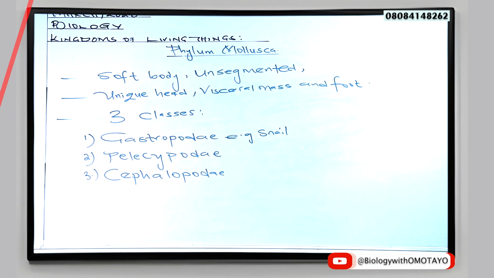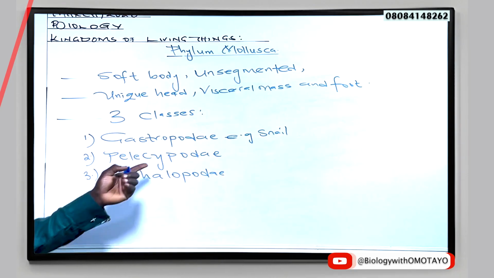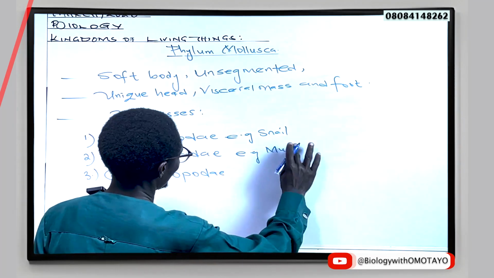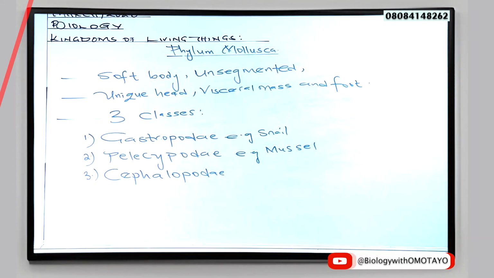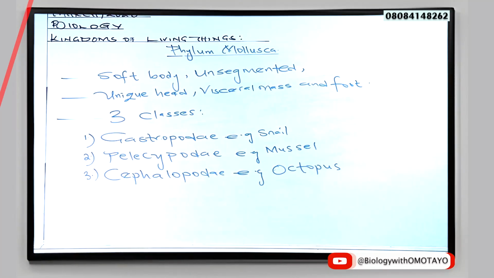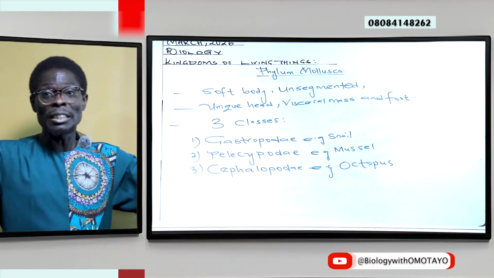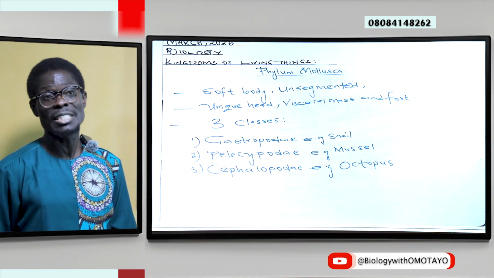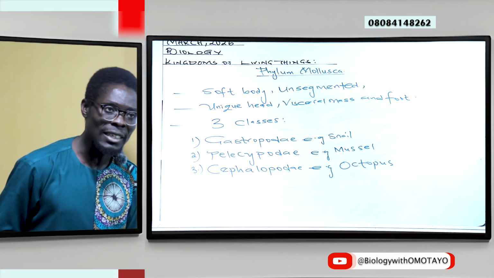And then for Pelecypoda, or whichever way you choose to pronounce it, just remember in biology, spelling must be correct to score. The unique example there is a mussel. And then for the Cephalopoda, a unique example is the octopus, with unique, differentiated tentacles. Now, other features associated with the phylum Mollusca.